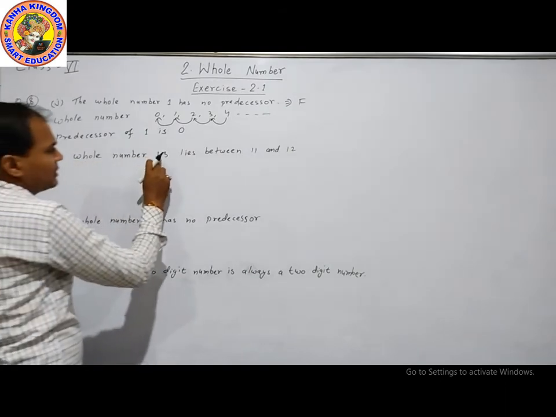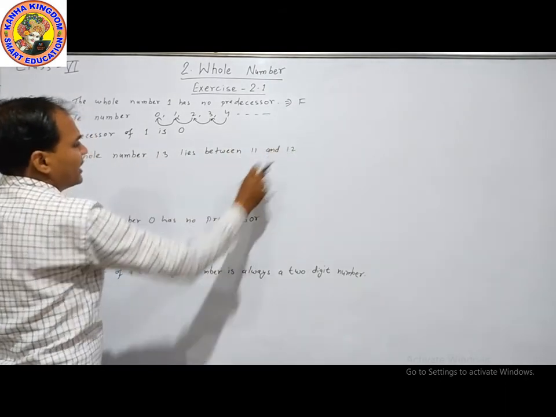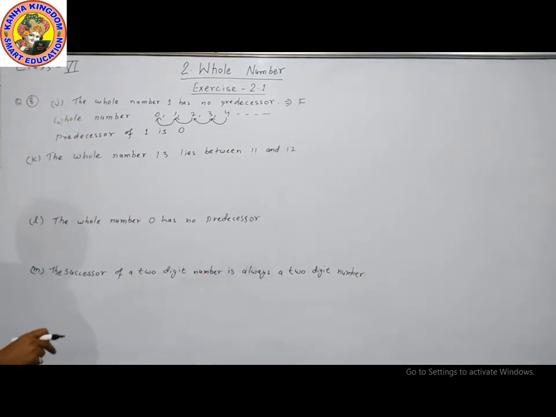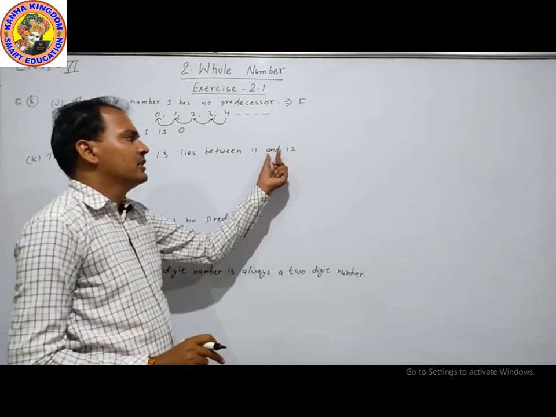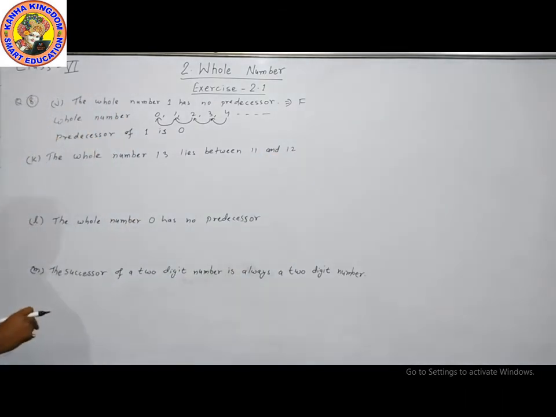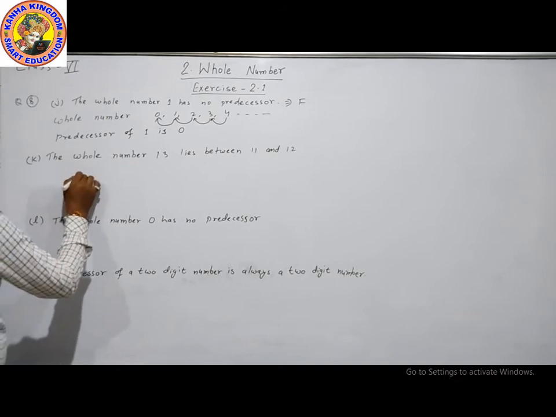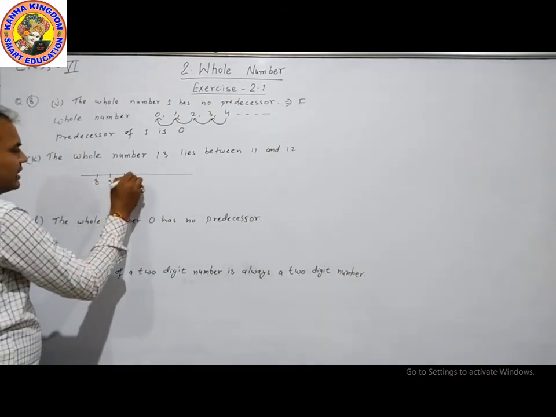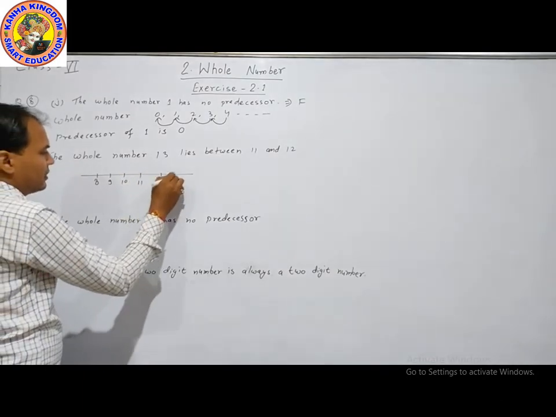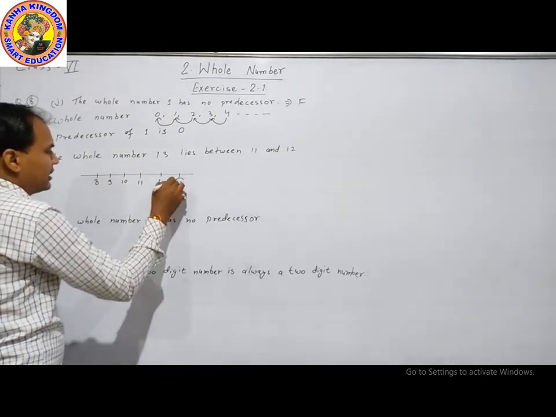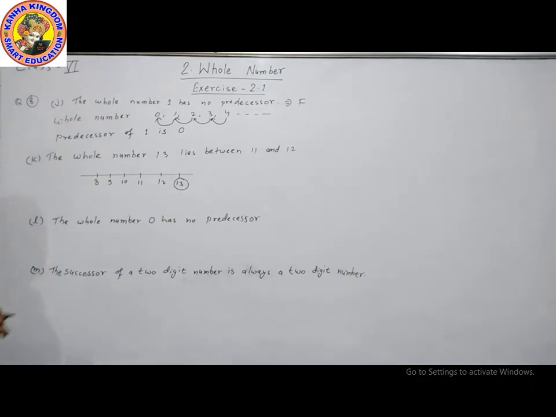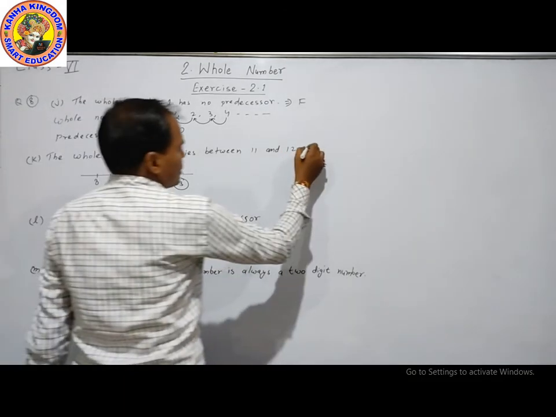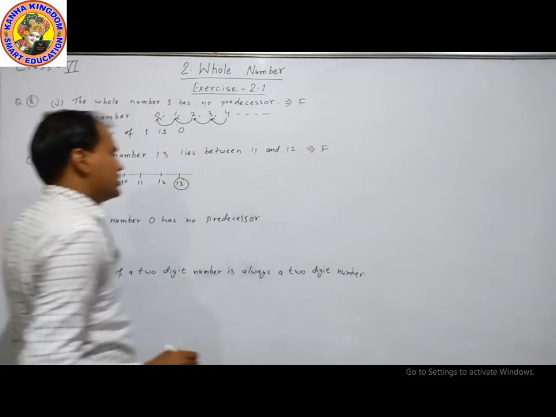The whole number 13 lies between 11 and 12. Between 11 and 12 there is no whole number. 13 is on the right side of 12 on a number line: 8, 9, 10, 11, 12 and 13. 13 is not between 11 and 12. So this is a false statement.